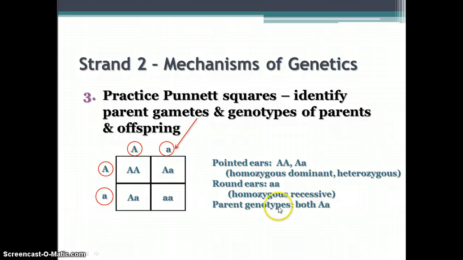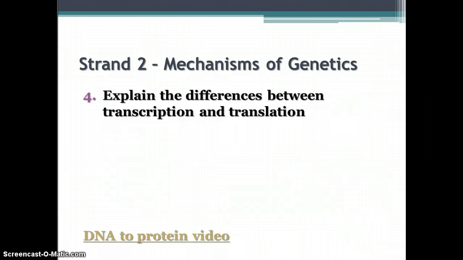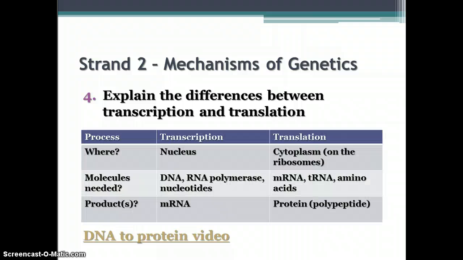And so the parent genotypes are both heterozygous, and the offspring genotypes, 1 would be homozygous dominant, 2 heterozygous, 1 homozygous recessive. So these parents would have 3/4 of their children probably would have pointed ears, and 1/4 of their children probably would have round ears. Next, we have explain the differences between transcription and translation. And there's a table here to fill in also.